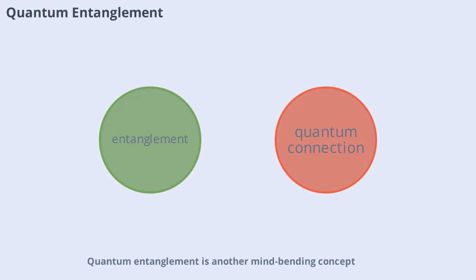Quantum entanglement is another mind-bending concept. When two particles become entangled, their properties become linked, no matter how far apart they are. If you measure one particle, you instantly know the state of the other, even if it's on the other side of the universe. This phenomenon puzzled even Einstein, who called it spooky action at a distance. Entanglement is now a key part of quantum technology, including quantum computing and secure communication.